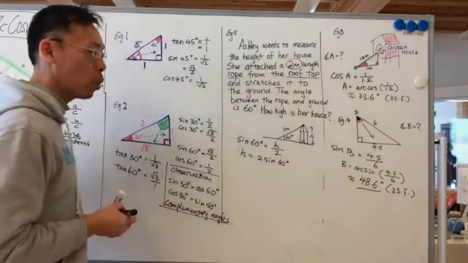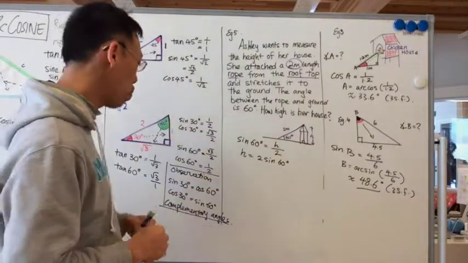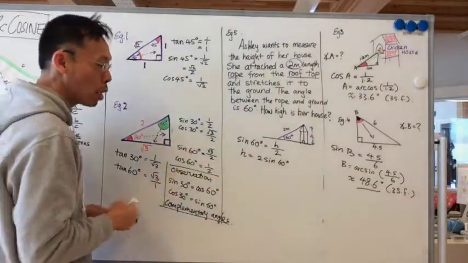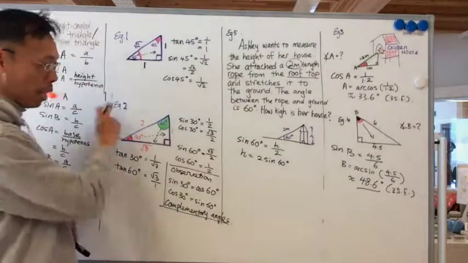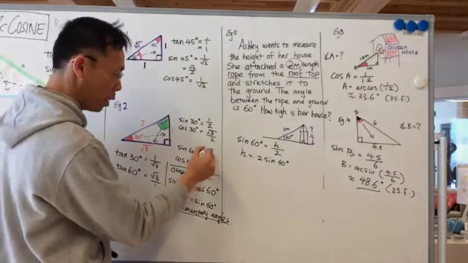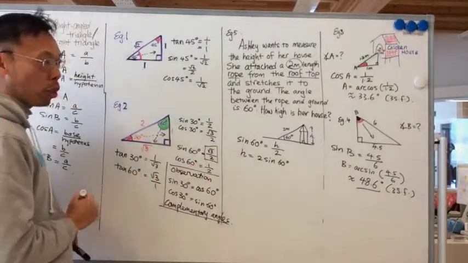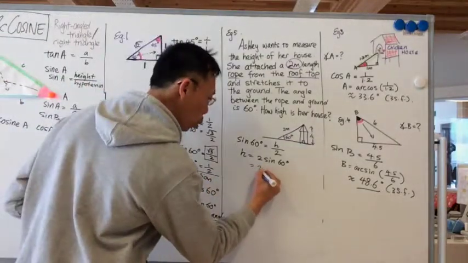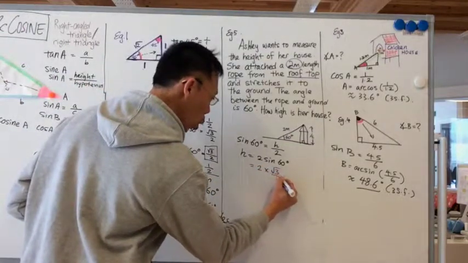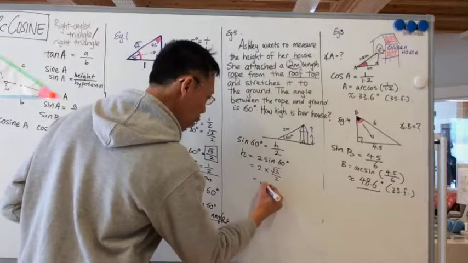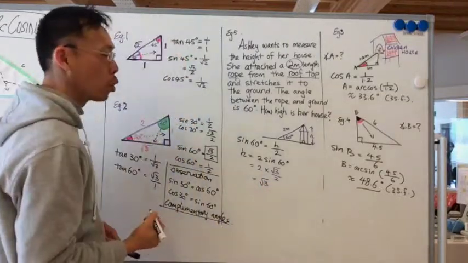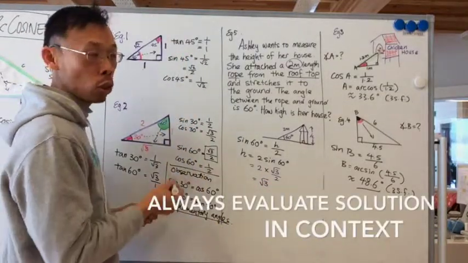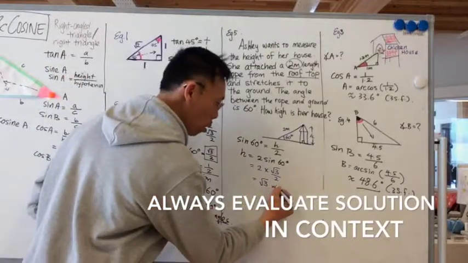At this stage, you can use a calculator to find this, but we did find the answer to sine 60 previously in example number 2, and that is square root of 3 over 2. So I can put in 2 times square root of 3 over 2. So the answer here is just square root of 3. So the height of the house is square root of 3 meters.